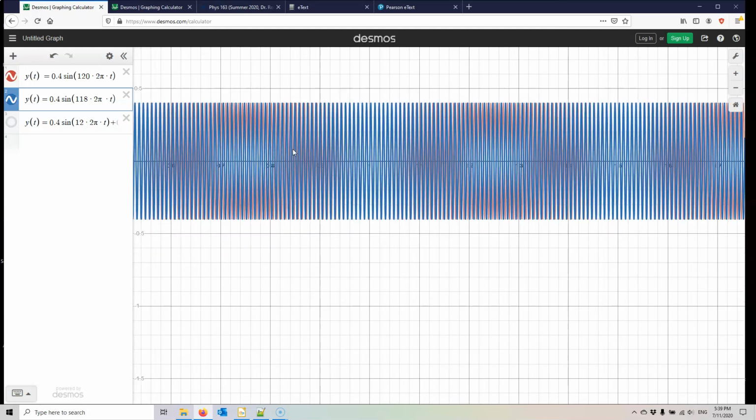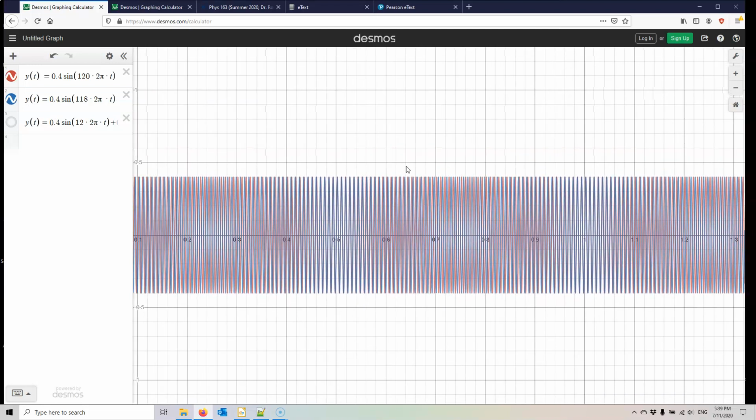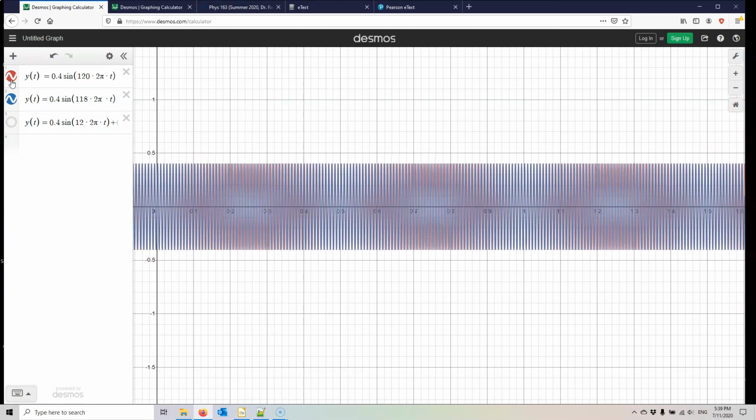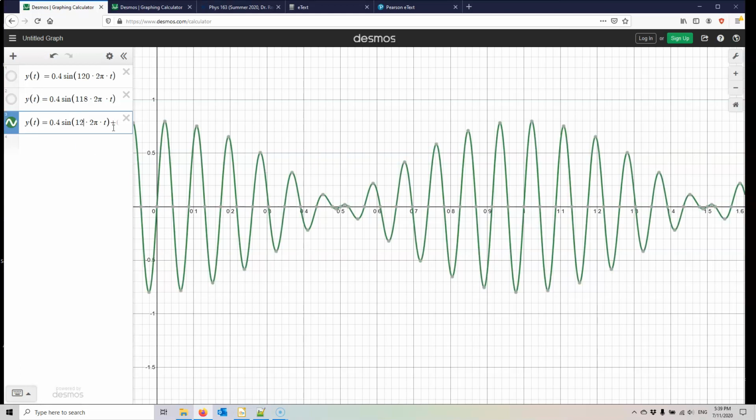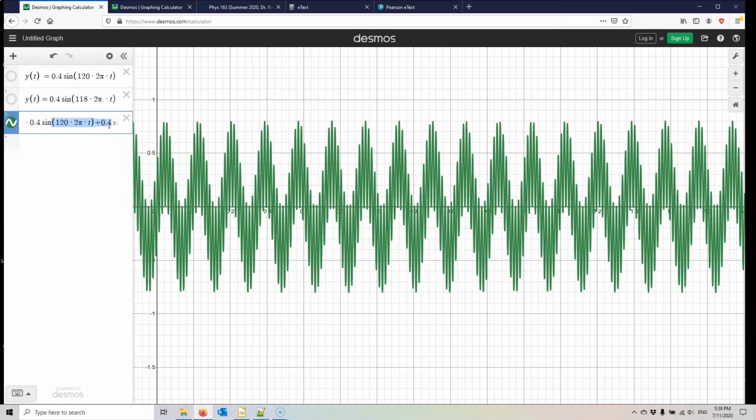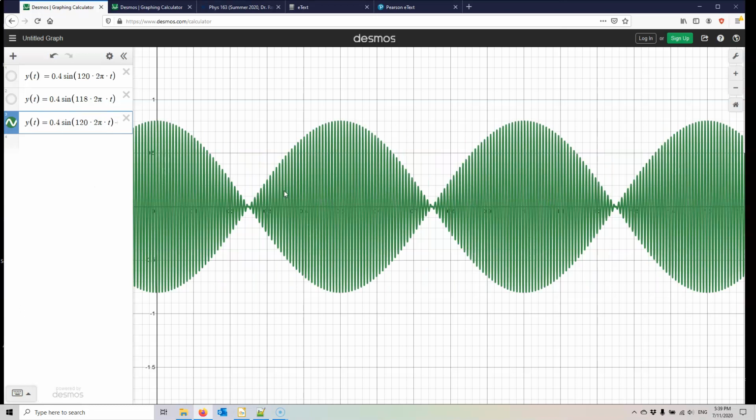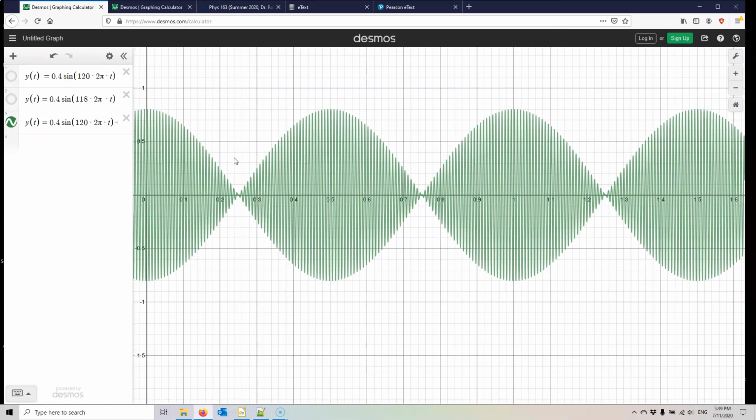But if I add them, what am I going to get? Well, let's add them. Oops, what have I done? I haven't fixed this one, have I? 120 and then 118. There we go. Much better, right? So you can see the same sort of pattern. Lots of oscillations. Those essentially determine the pitch that I hear, the frequency of which would be 119, the average. And the difference is 2 hertz, so that means I should get 2 beats per second.